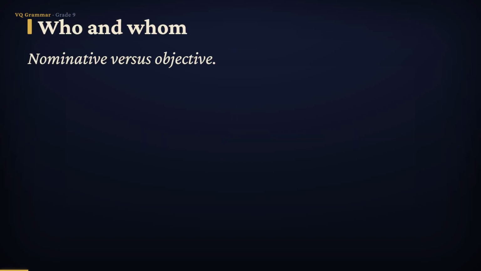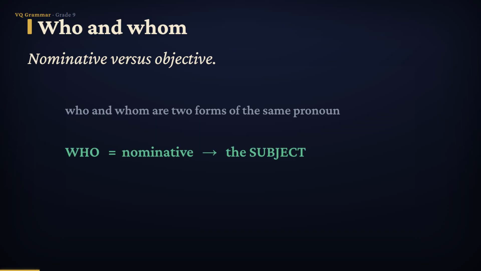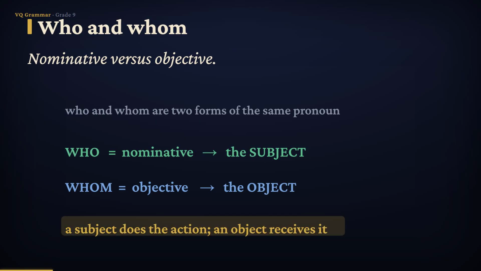Let's meet today's pair, who and whom. They're really two forms of the very same pronoun, and the difference is simply the job each one does in a sentence. Who is the nominative form. You use it for the subject, the person doing the action. Whom is the objective form. You use it for the object, the person on the receiving end of a verb or a preposition. Remember, a subject does the action, while an object receives it. Get that distinction, and every who versus whom decision gets easier.